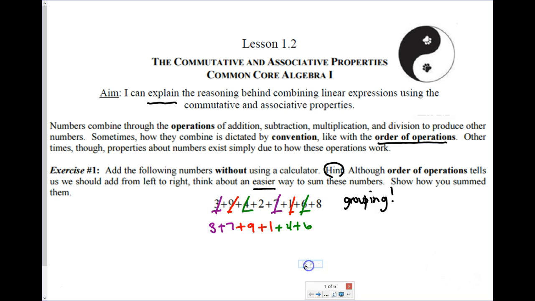Now suddenly this problem has become much easier because I have grouped them with numbers that add up to 10. So 7 plus 3, 10. 9 plus 1, 10. 4 plus 6, 10. And 2 plus 8, 10. All I did was group this, so now the addition is much easier, which is what the problem was originally asking us to do. What is 10 plus 10 plus 10 plus 10? 40. And that's much easier than doing it the original way, trying to go from left to right. We used grouping here.